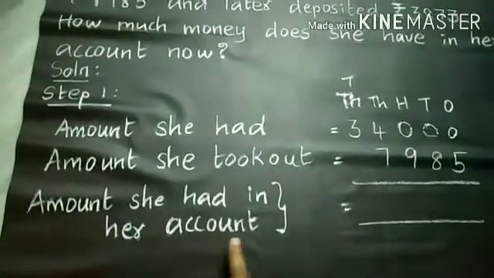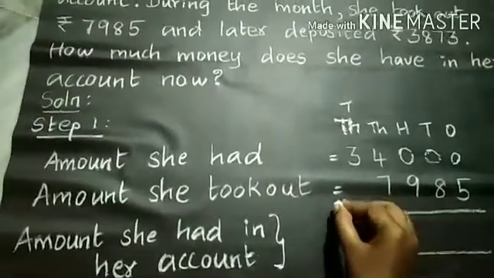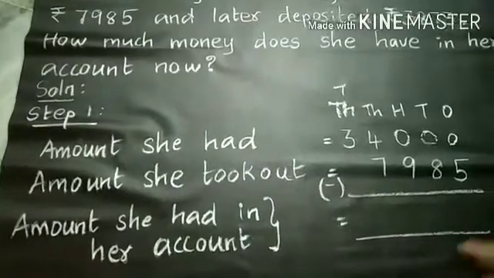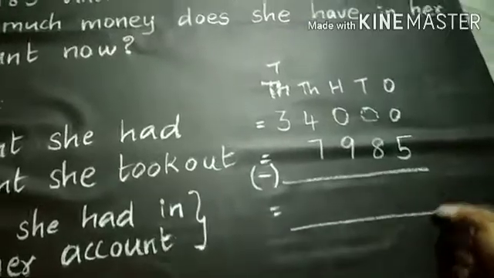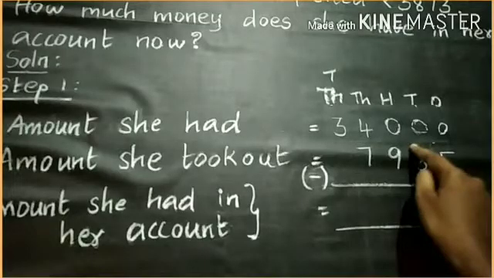Now we have to find the amount she had in her account. So we should subtract the took out amount from the initial amount. Now 0 minus 5 we can't subtract, so we have to borrow from the nearest place. Here the nearest place value is also 0, so we have to borrow from the next place value. The next place value is also 0, so we have to borrow from 1000 place.